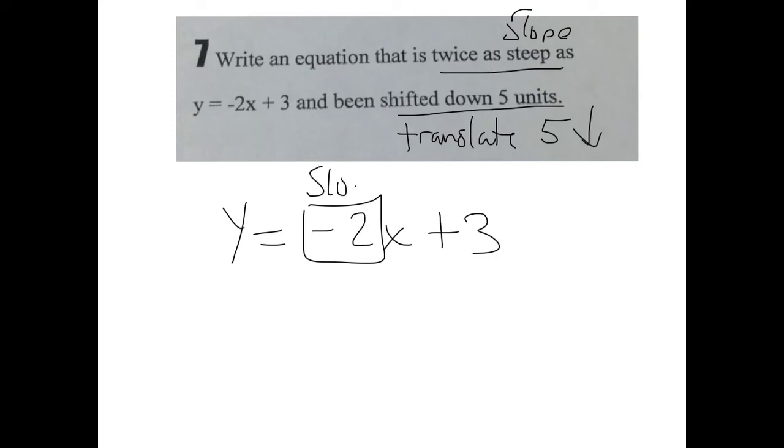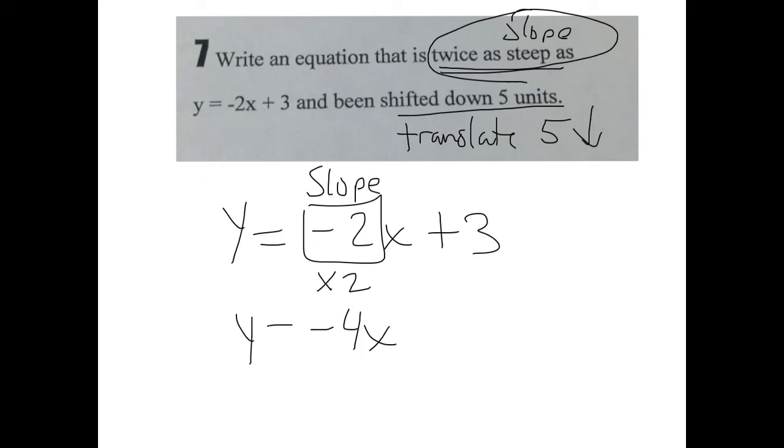This is our slope. And so we need something that's twice that. So all that means is you're going to take this and multiply it by 2. Negative 2 times 2 is negative 4x. So that is twice as steep. All we did was take our original slope and multiply it by 2 because this is twice. Then we're going to shift it down or translate it down 5 units.